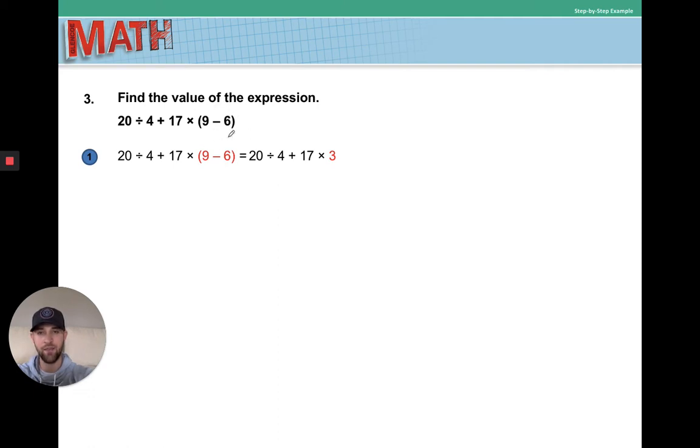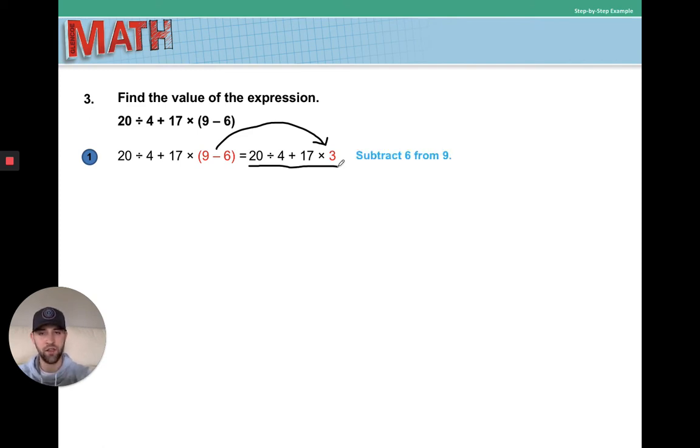Inside, it is 9 minus 6. They put the parentheses in red for you. If you have parentheses, you must solve that first. Whatever is inside your parentheses, solve that first. So let's go ahead and simplify a little bit. They do 9 minus 6, and then they just replace it with the number 3 there. So our new problem becomes this. Instead of all of this stuff with my parentheses, it is now simplified to 20 divided by 4 plus 17 times 3. Okay.